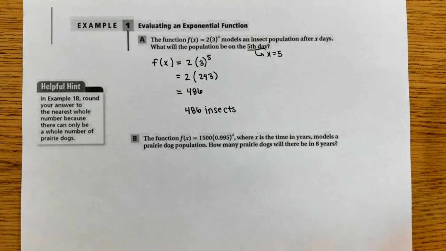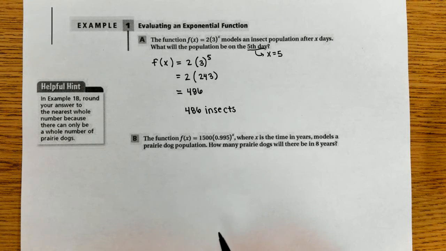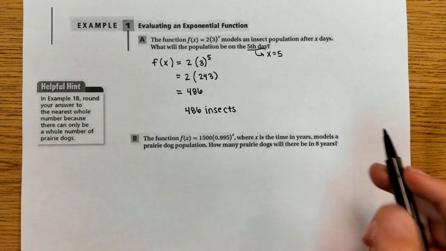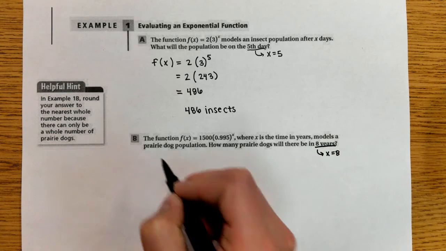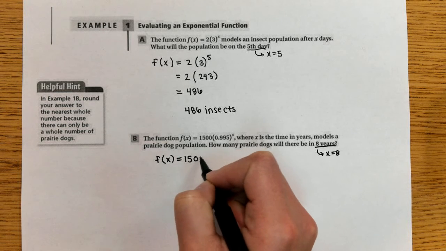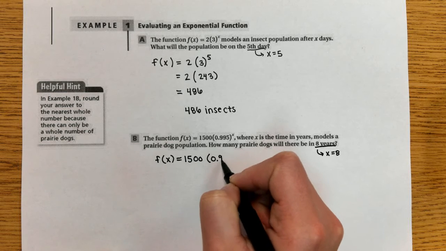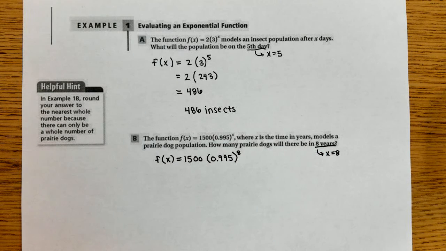For B, we have the function f of x equals 1,500 times 0.995 to the x power, where x is the time in years, models a prairie dog population. How many prairie dogs will there be in 8 years? So we're going to substitute in 8 for x. So we're going to have f of x equals 1,500 times 0.995, and the exponent is going to be 8. So we're going to do 0.995 to the 8th power first.